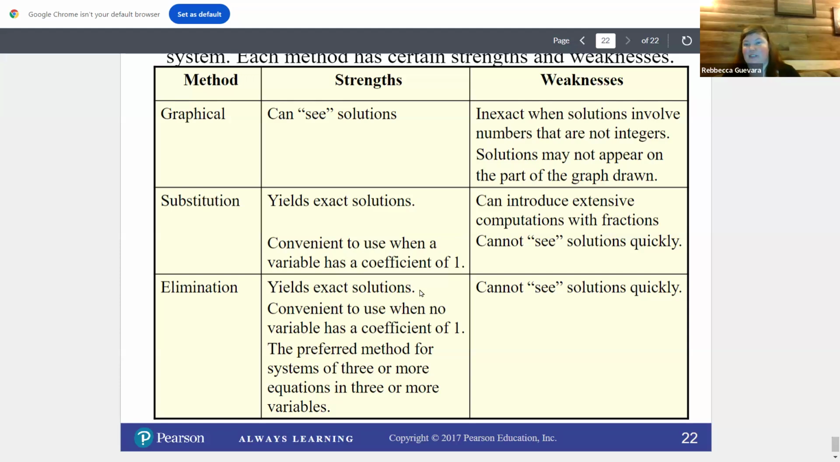Elimination, its only weakness is you can't see the solutions quickly, like graphical. It yields exact solutions. It's convenient when we have coefficients other than 1, and it's a preferred method for systems of 3 or more equations and variables. So we're only doing 2 right now, but if you did 3 in the future, elimination is much easier to use for that. So out of all 3, it's probably the best way to solve a system of equations.